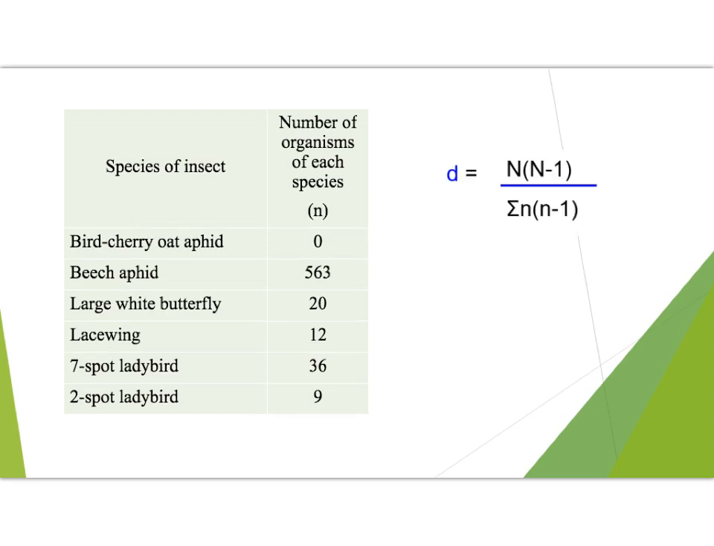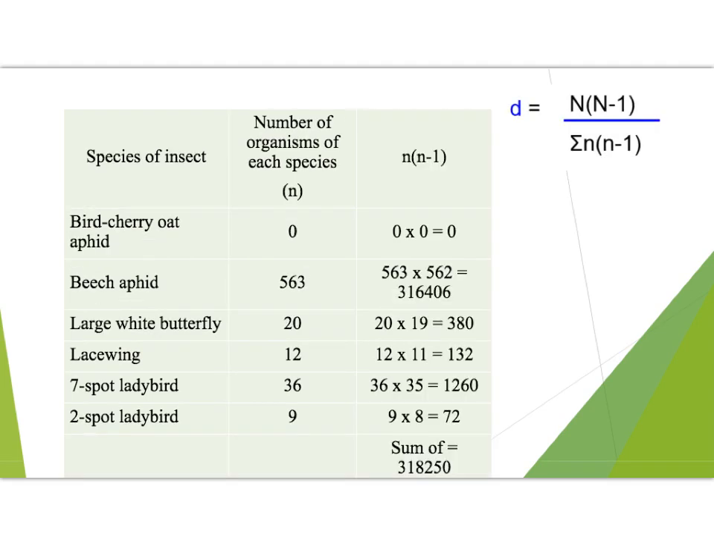So using this data, let's calculate the species diversity index. The first thing you can do is recognise that each of these numbers represents little n, the population of each of those species in that habitat. Something I would recommend you do in the exam is add an extra column to your table. This allows you to calculate little n times little n minus 1. So the population of each species times the population of each species minus 1. And you can see here, 563, the population of the beech aphid, times 562, and it equals those numbers.